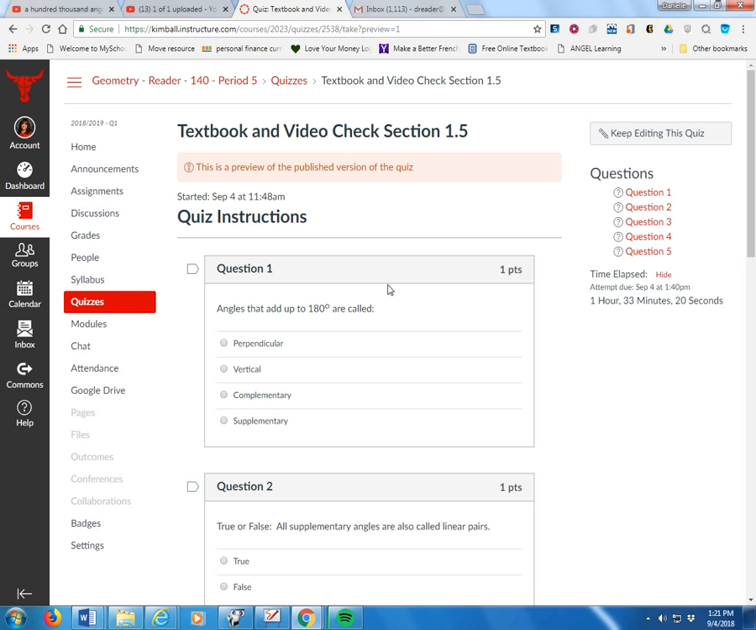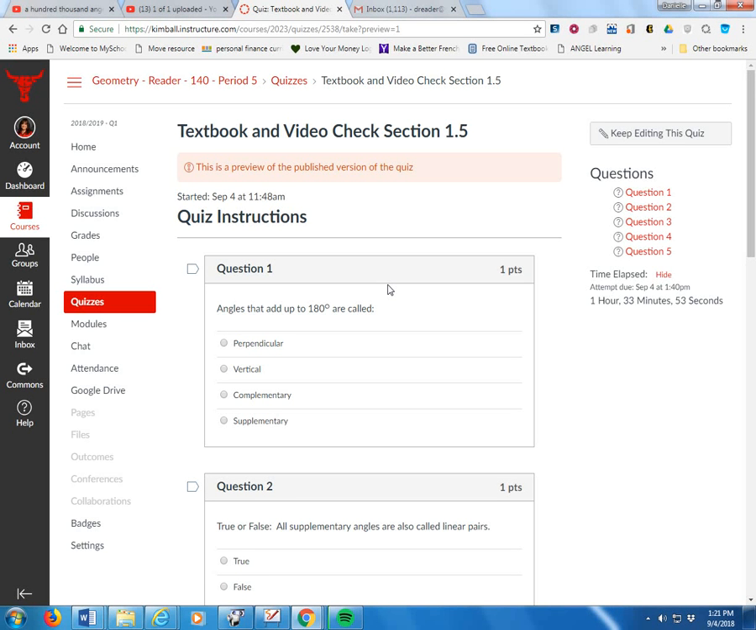Okay, so let's talk about section 1.5, which is angle pairs. That was kind of the point of this section. Talking about supplementary, complementary, linear pairs, vertical pairs, pairs of angles. Adjacent. What does the word adjacent mean in terms of angles? Next to. It's kind of the same thing it means normally. So adjacent angles means 2 angles that are right next to each other. They share a side.